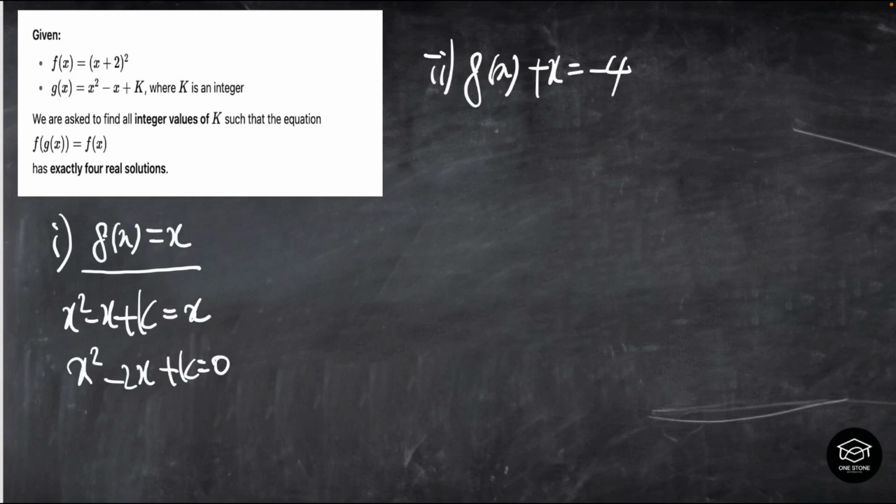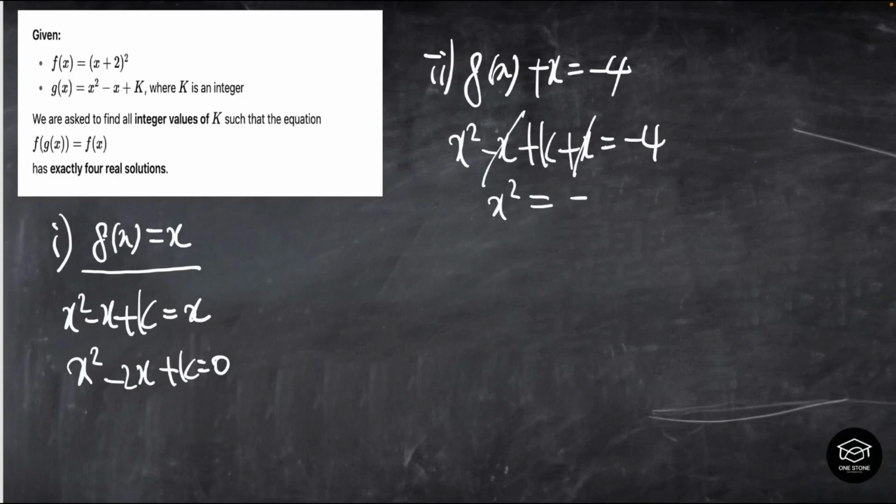Case 2, g(x) + x = −4. Substitute: x² − x + k + x = −4. The −x and +x cancel, so we have x² + k = −4. Now solve for x²: x² = −k − 4. We'll call this equation 2.